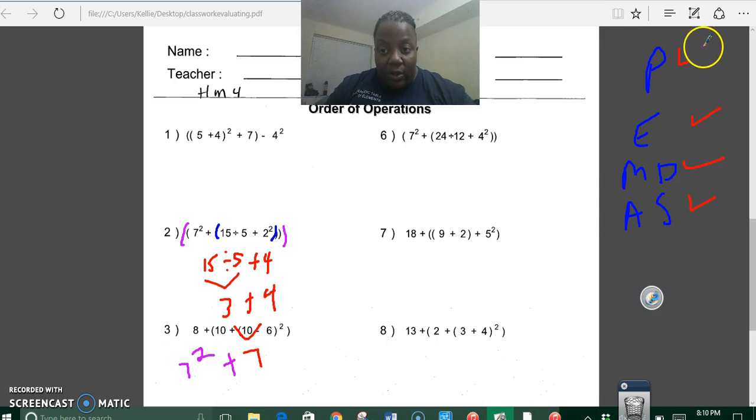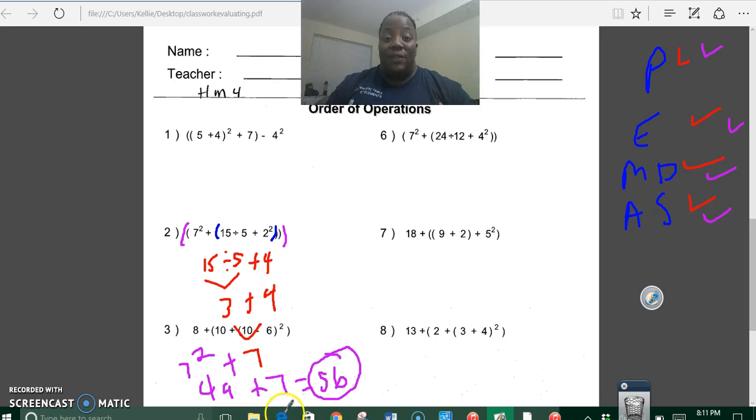So basically start over. Outer set of parentheses. The exponent, 7 times 7, which we said was what, 49? So that's 49. Bring down the plus 7. There is no multiply, divide. I just have add or subtract, which I know is to add. So I should have 56. So this answer right here for number 2, 56.